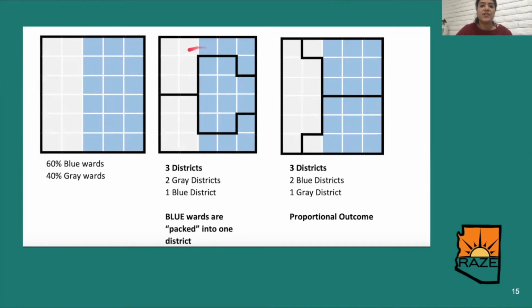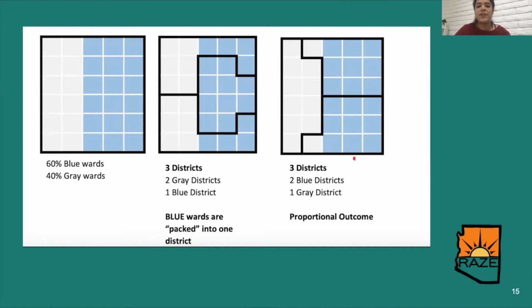There are 2 gray districts, so right here on the top and right here on the bottom. So there are 6 gray wards to 4 blue wards. In the middle, this blue district, the blue voters are completely condensed into this middle district. There are no gray wards, which means that the majority in this district will be blue. However, the majority in the outer 2 districts will not be. This is not proportionate to the electorate because if you can see where we started, the majority of wards in the state were blue. However, they only have effect over one district here.